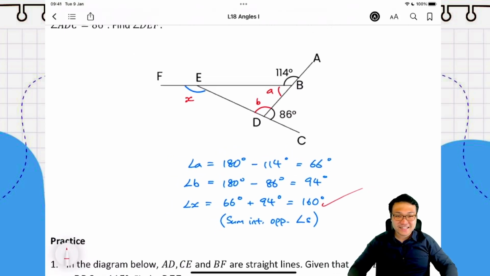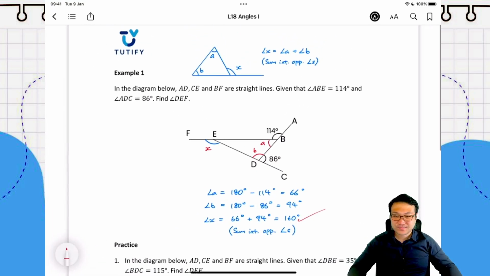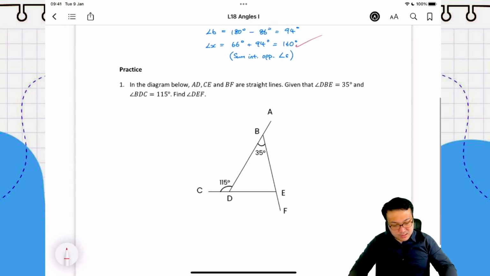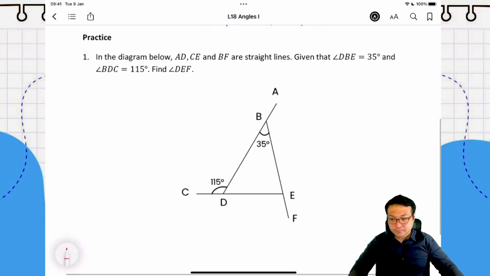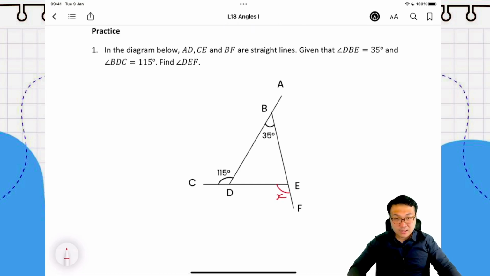Alright, students, anyone have any questions about this? Okay, let's move on to practice number 1. In practice number 1, they want us to find angle DEF, so they want you to find angle X. As you know, students, the exterior angle equals the sum of the interior opposite angles. Can I give you 1 minute to find angle X and type your answer in the chat? Your time starts now.